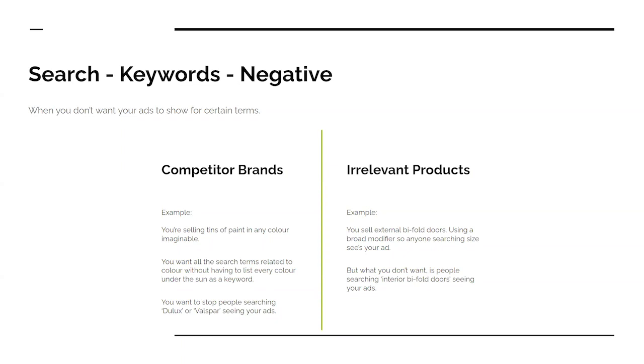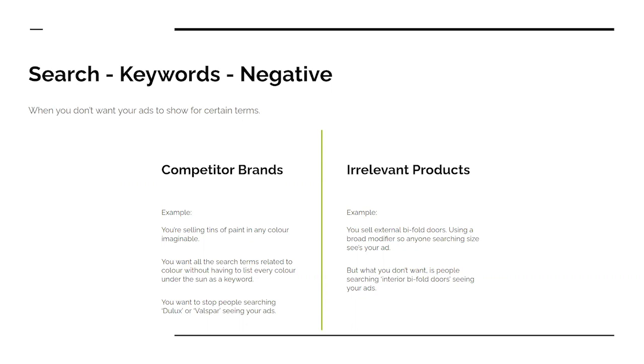So we can use Dulux as a negative keyword to stop people searching for those specific terms seeing your adverts, because what we do tend to see is that when people search for competitor brands and then end up clicking on your advert, they tend to bounce off the website very quickly because they realize that they've clicked on that by mistake because they actually were looking for Dulux.